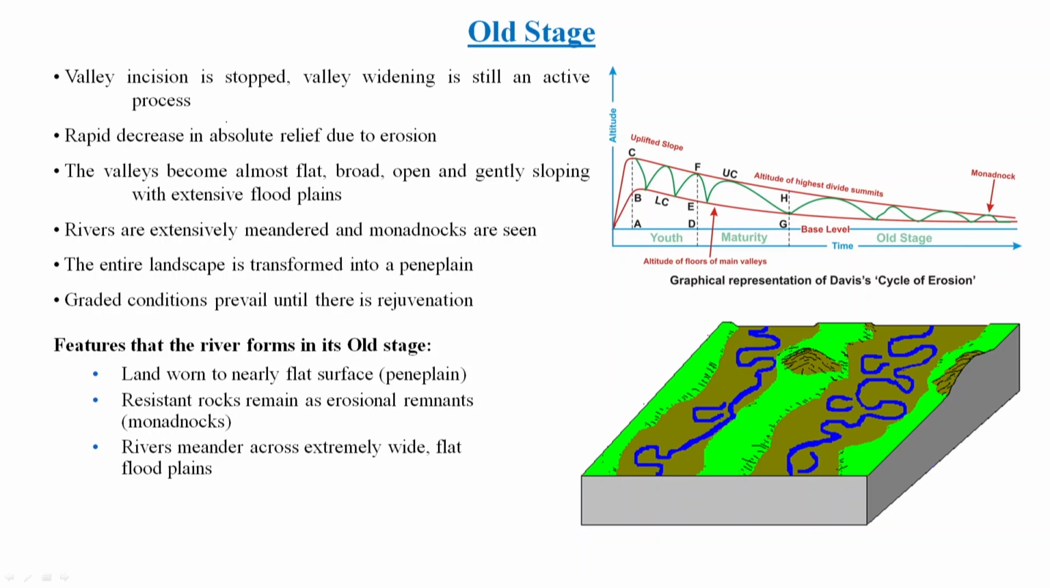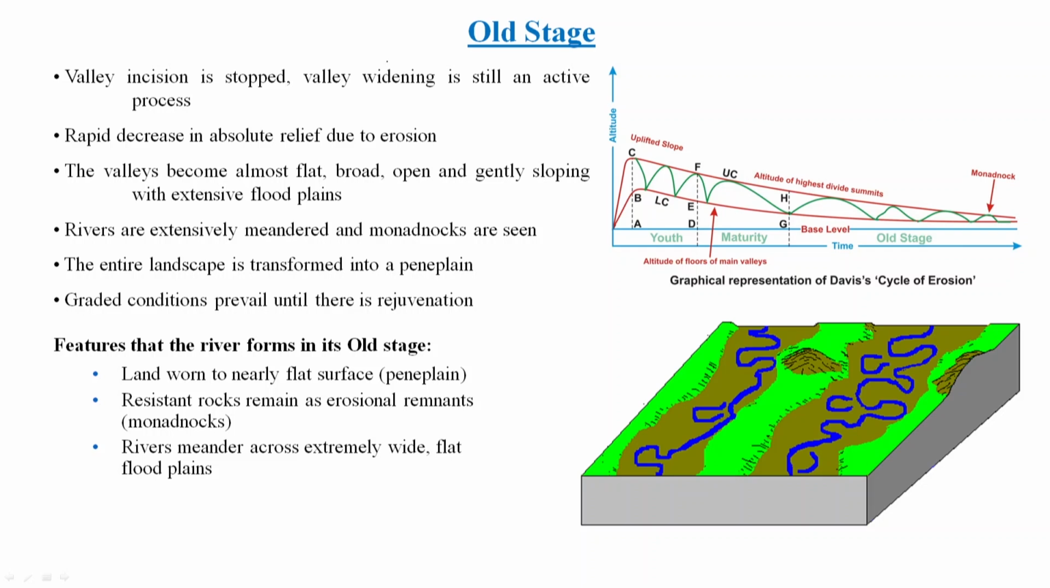So the valleys become almost flat, broad, open and gently sloping, rivers are extremely meandered and monadnock rocks are seen. The entire landscape is transformed into a peneplain and graded conditions will prevail until there is a rejuvenation. In the last part of this discussion, we will also be talking about rejuvenation of river.